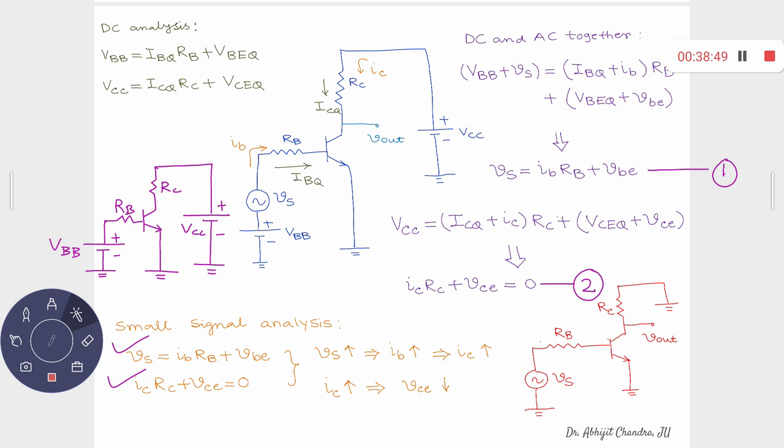Now see, in the small signal model, if you have any DC element, I mean any DC voltage source or current source, that should be made inactive. So how to make any DC voltage source inactive? Short circuit. So if you have a voltage like this VBB, that should be inactive. That means it should be connected directly to ground. And this is basically the hard ground, the DC ground.